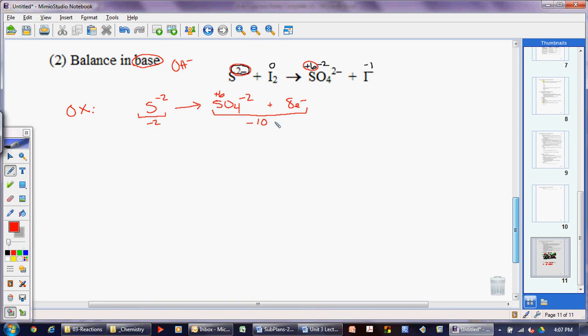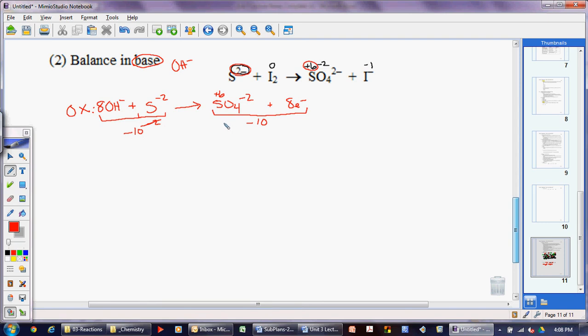So to go from -2 to -10, well, if I'm adding negatives, I have to add extra negatives on the left-hand side in order to make the negatives balance out. It looks like I need to add 8 hydroxides, 8 negatives, plus those extra 2 should end up being -10 total. So now my sides have the same charge. Then we do the same process.